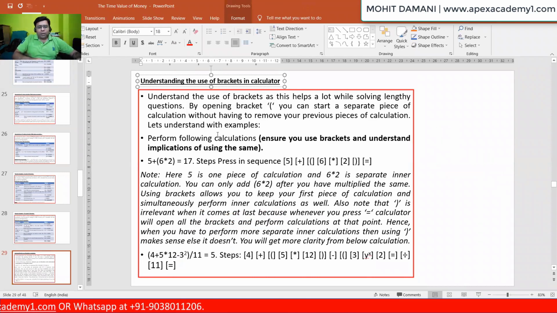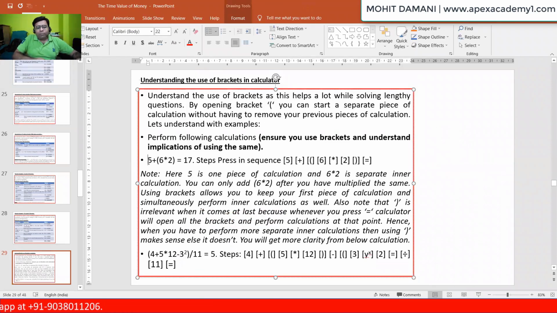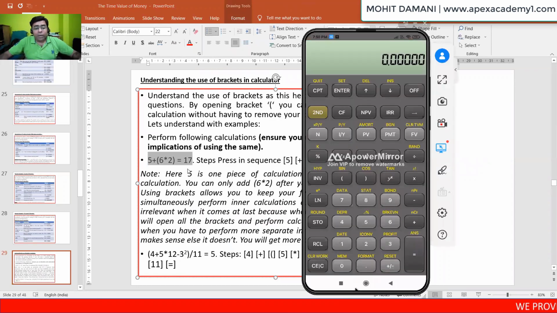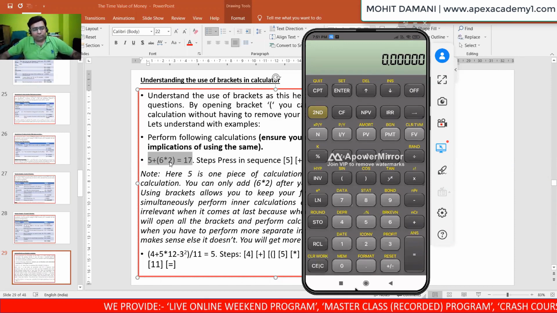Okay. So suppose I am to perform this simple function on the calculator, 5 plus 6 into 2. You will say that Mohit, this is something which I can do verbally. That's not an issue at all. I know we can do it verbally, but what if the number is dirty? In the sense 15,289 plus 16,325 into 18.